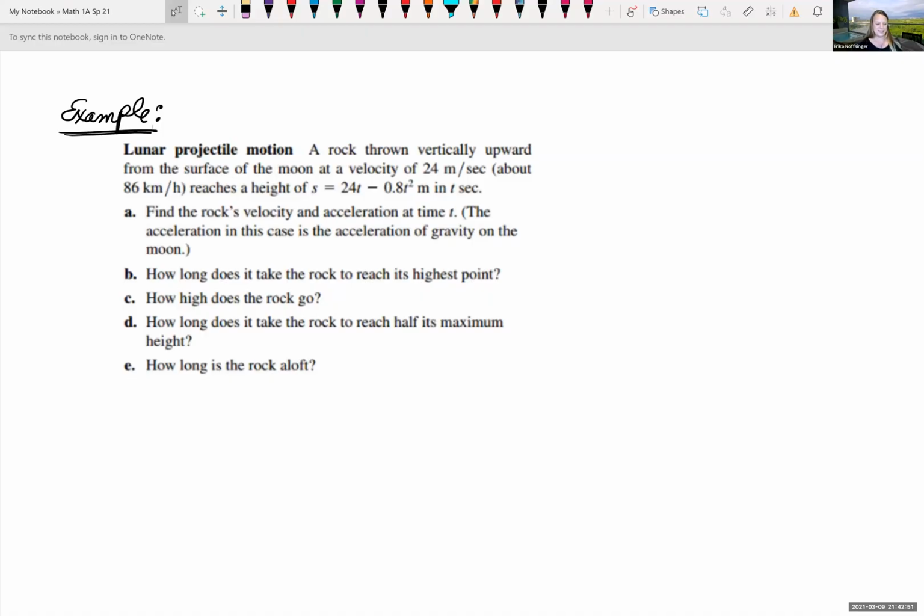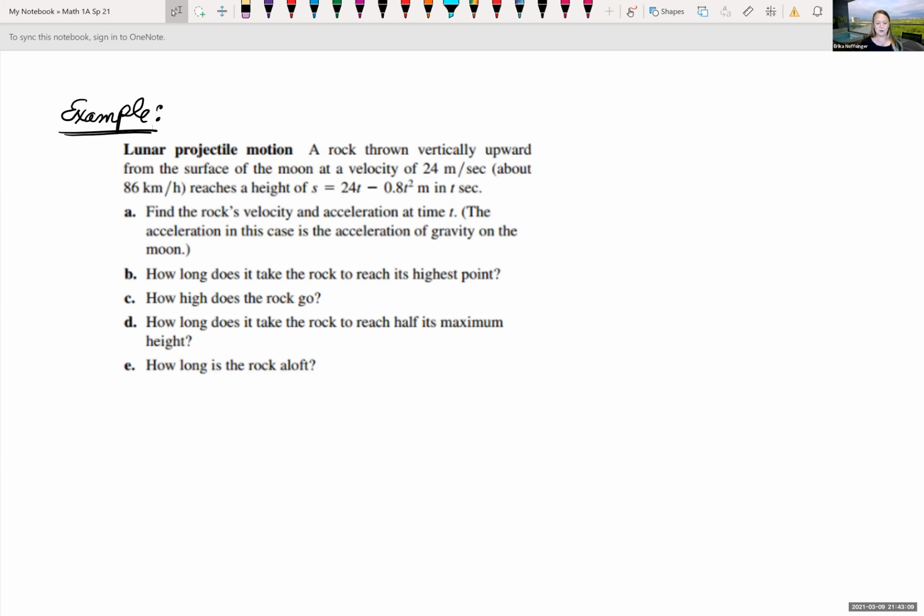Okay, so our next example, we have a lunar projectile motion. Maybe this one day will happen when we'll be on the surface of the moon ourselves. We're taking a vacation there. Who knows, with technology today, that's totally a possibility, right?